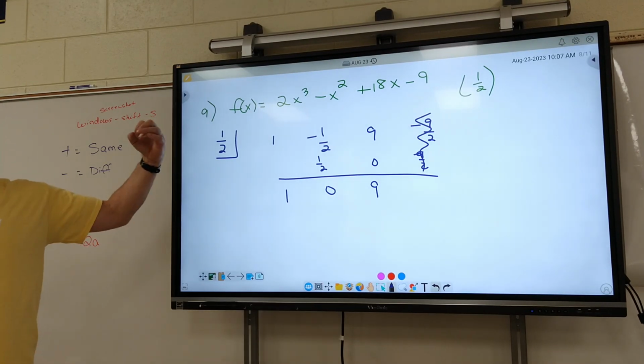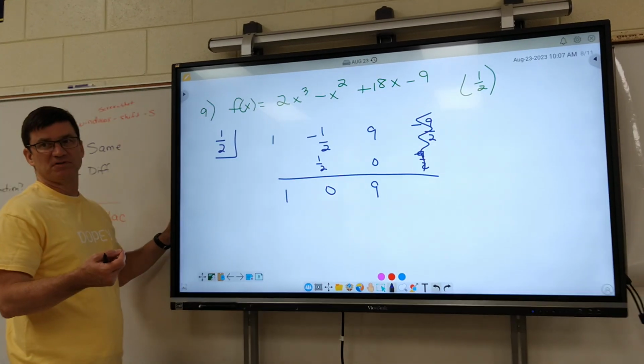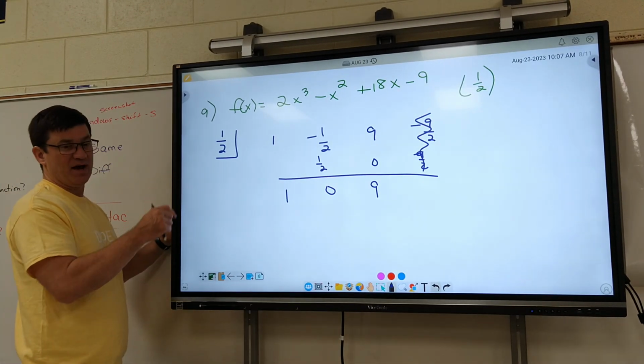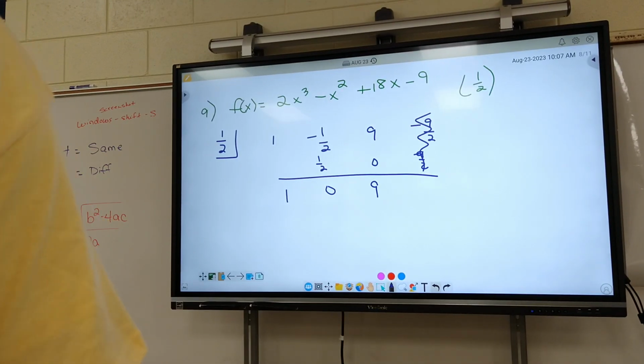So this will not factor. So I'm trying to factor. Now, if it was x squared minus 9, it would factor. That's the difference of squares. This will not factor. You've got to use quadratic formula, and this is where first block has some trouble. See if y'all can do quadratic formula on this one.